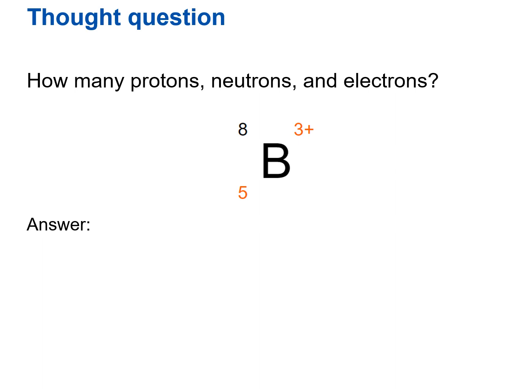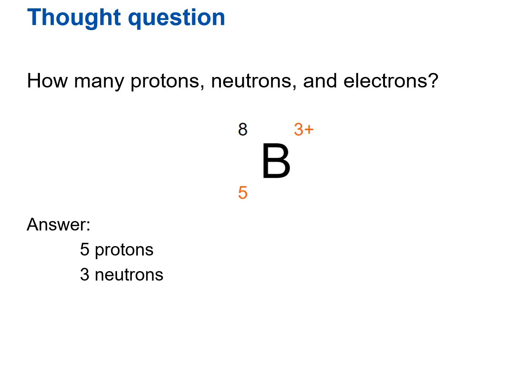Okay, here's a symbol. How many protons, how many neutrons, how many electrons? It is boron, and we go to the lower left hand to find the atomic number that boron always has, 5, and that tells us how many protons there are. Now we want to know how many neutrons. So we go to the upper left hand, and we see it has a mass of 8, and that's the total number of protons and neutrons. Well, out of that 8, we already have 5 protons, so 8 minus 5 gives us 3 neutrons.